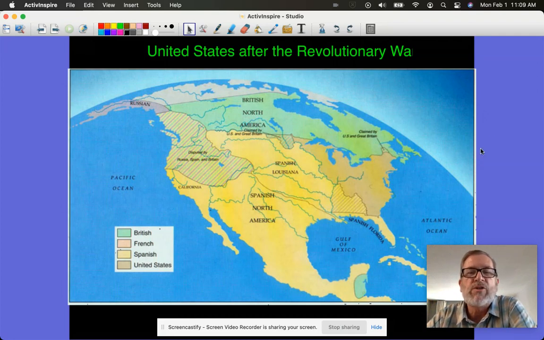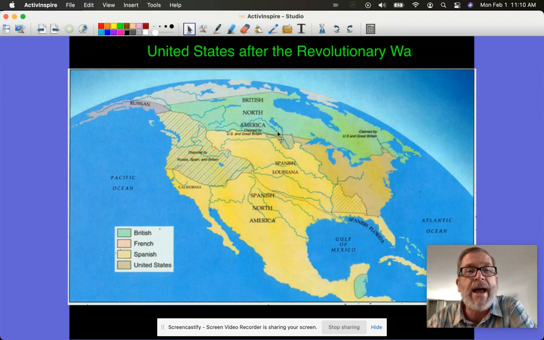So, if you look at this map to kind of start us off, as we go into post-Revolutionary War, you can see how the North American continent is sort of divided up into different parts. And when we talked about this earlier, we said that there are actually five major superpowers at play. Actually, four major superpowers and us. We'll call us the fifth here.